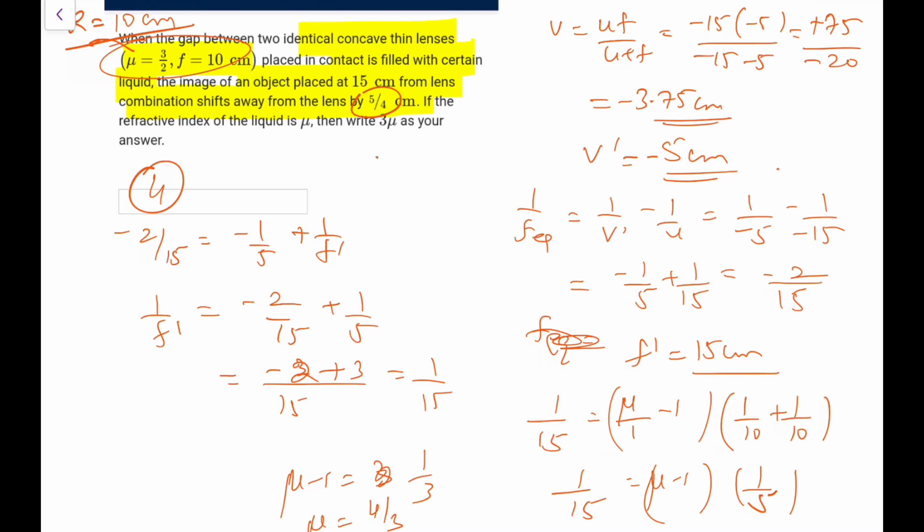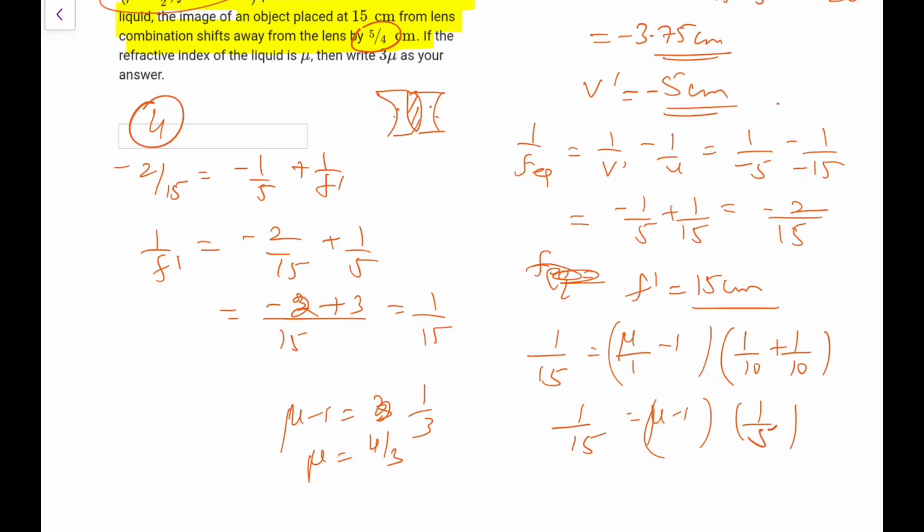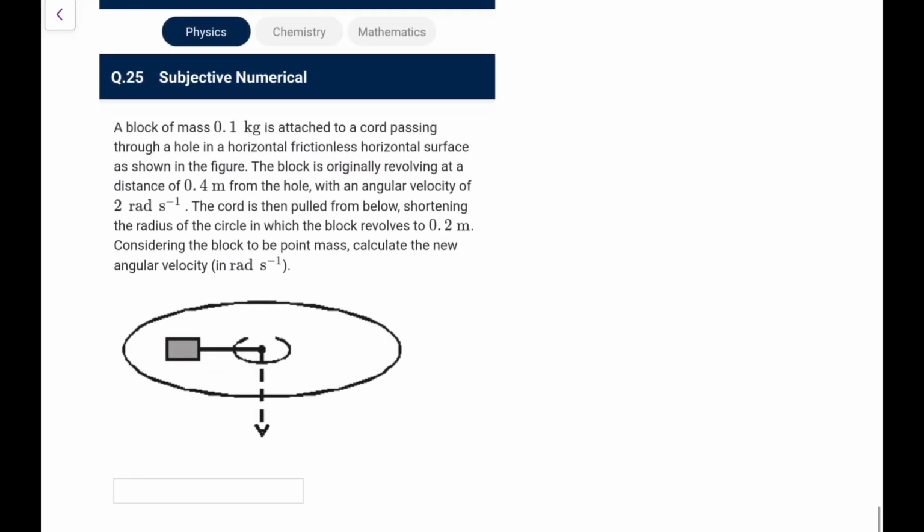So it's a nice question. Just remember, whenever you fill it with liquid, you take everything with respect to air. Don't do this mu upon 3 by 2, otherwise that would be wrong for you. So this mu comes out as 4, 3 mu comes out as 4. Again a nice question, calculative one.